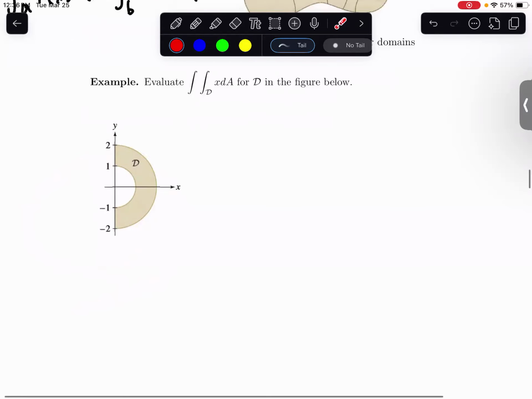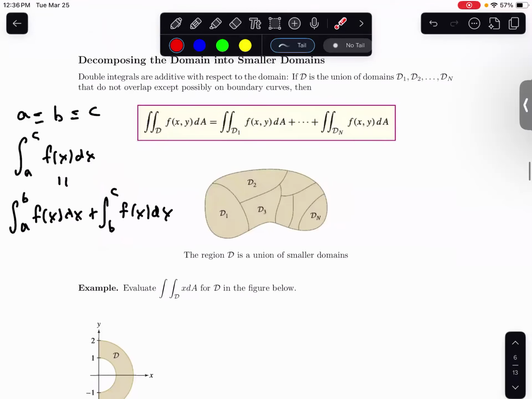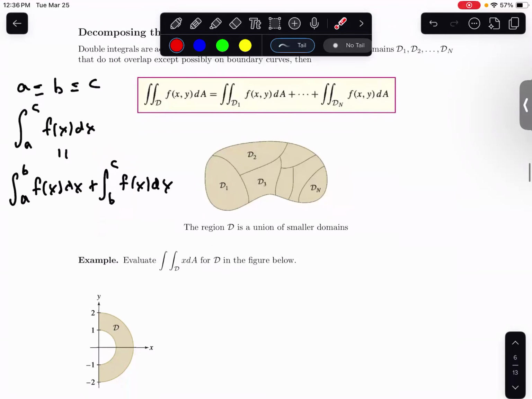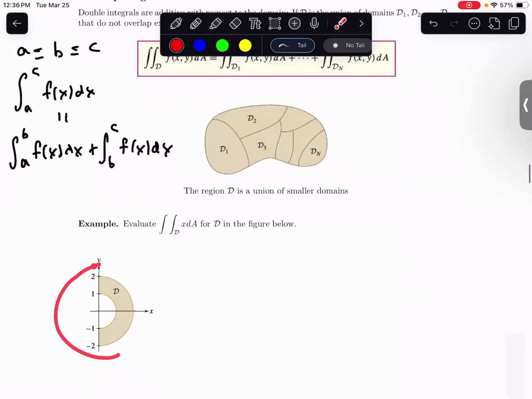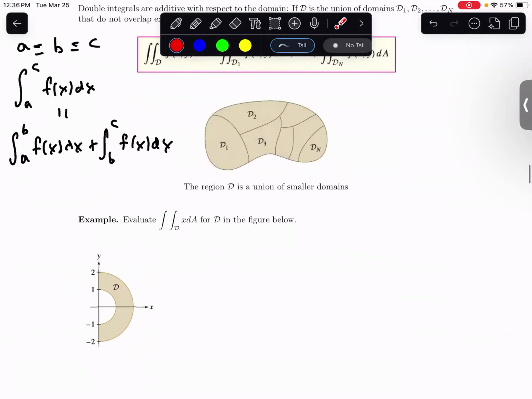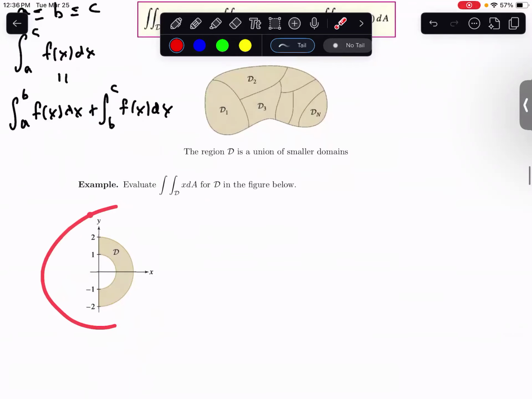And I guess I'll ask you, does anyone have an idea? Using this idea of splitting up, or potentially thinking about this as being part of a larger domain, does anyone see the trick in terms of how we can think about this domain as something that's easier to integrate? It's kind of a hard question, but does anyone see?